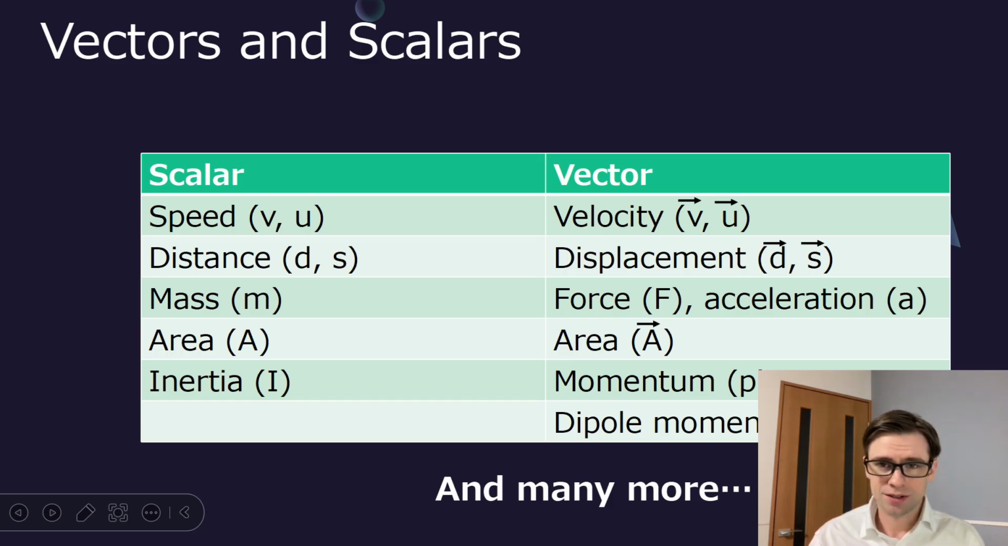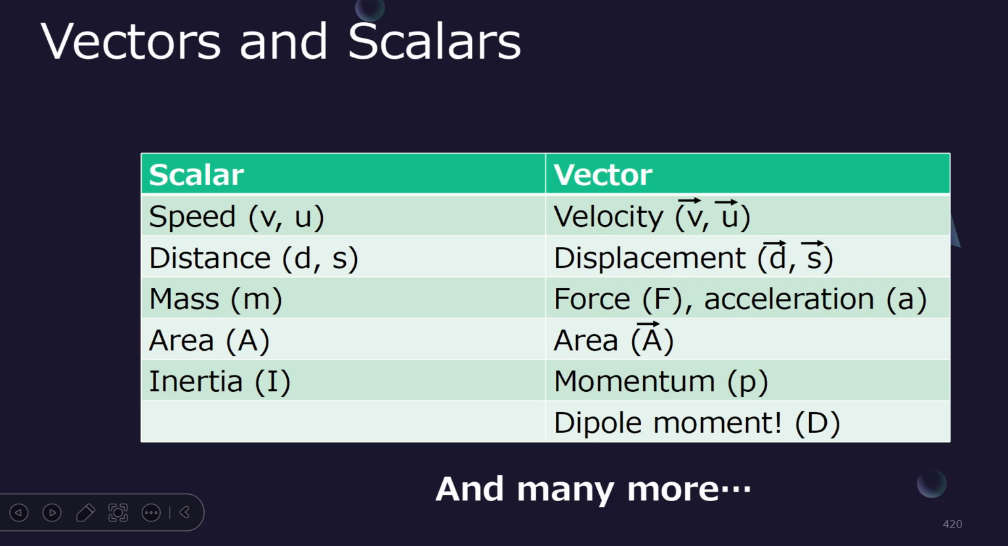Area, you might not think of area as having a direction, but mathematicians and physicists have figured out a way to get a vector or a direction out of area, which is if you take some line perpendicular to the surface, 90 degrees to the surface, what direction does it point? So there's a vector version of area as far as I know. Inertia, momentum, and then at the bottom here I have dipole moment. So dipole moment that we're studying with dipoles here in bonds and molecules is also a vector quantity. So it must have a direction and a magnitude, a size.